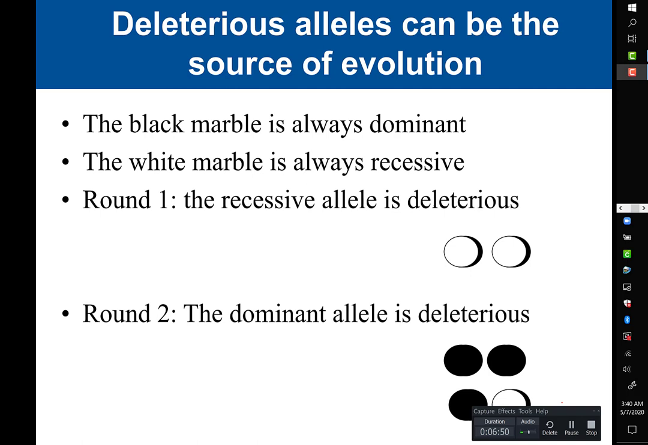Now, there is an exception to the dominant allele being removed in the first generation, and that is that in some cases, dominant deleterious alleles aren't necessarily lethal right away, meaning it doesn't mean that the babies can't be born.